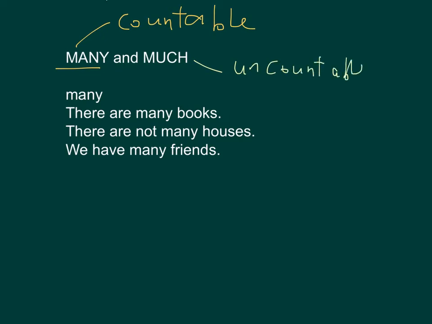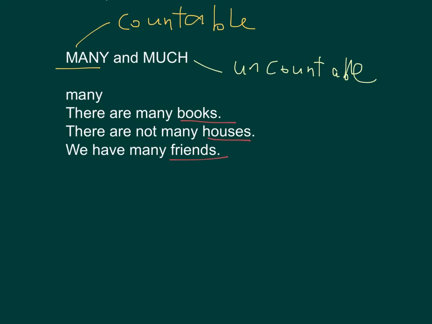Right? These are the names of the objects that we can count below. Let's see. Okay, here. Books. We can count the number of books, right? One book, two books. And houses. One house, two houses. And friends. How many friends have you got? One or two or 10? So these nouns are countable.